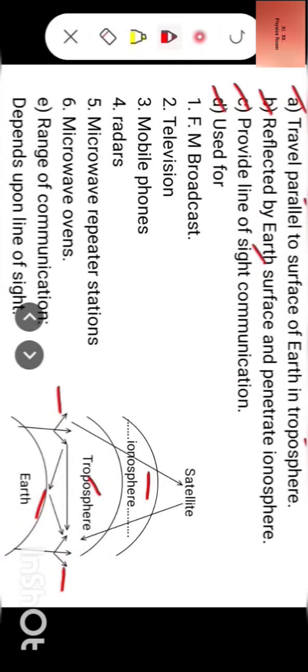D. Uses of space waves. Space waves are used for number 1 FM broadcast, number 2 television, number 3 mobile phones, number 4 radars, number 5 microwave repeater stations, number 6 microwave ovens.